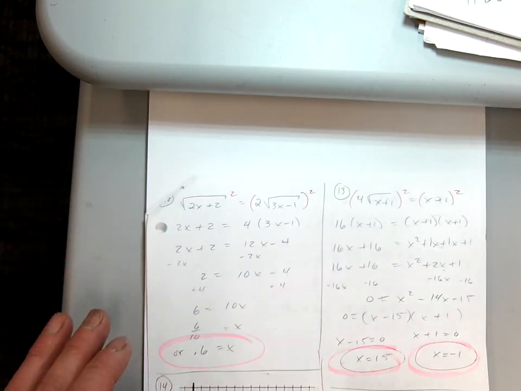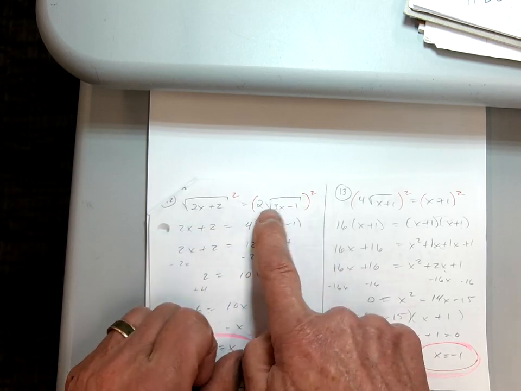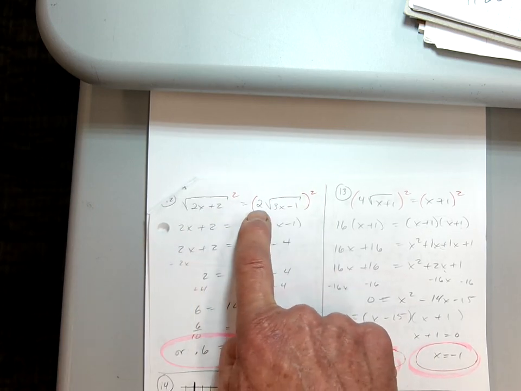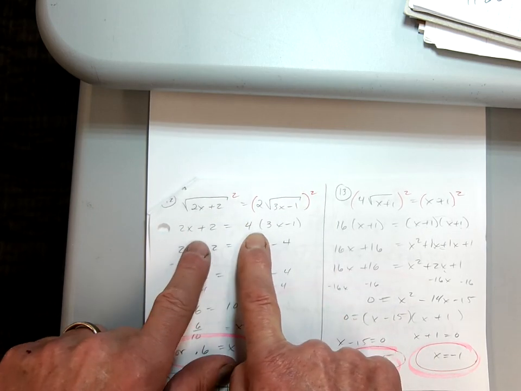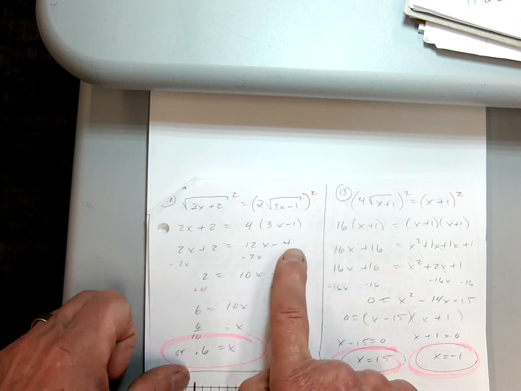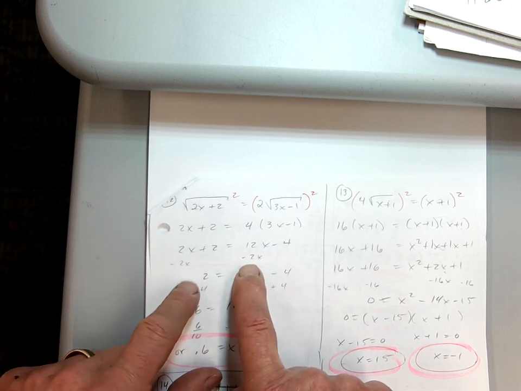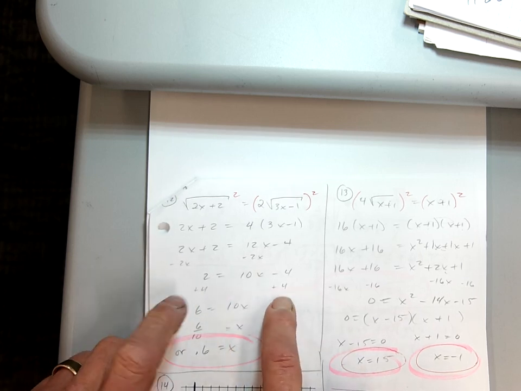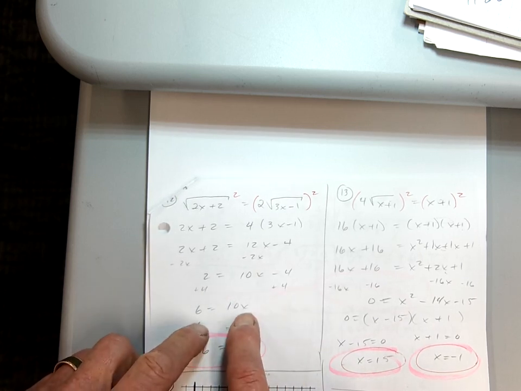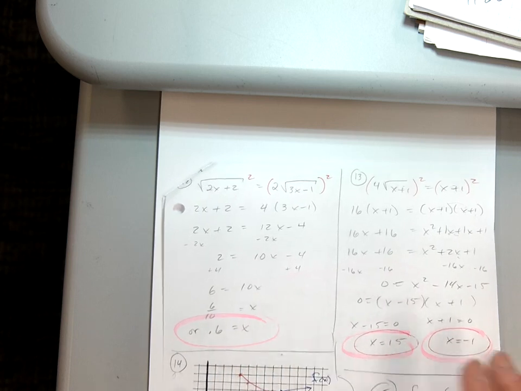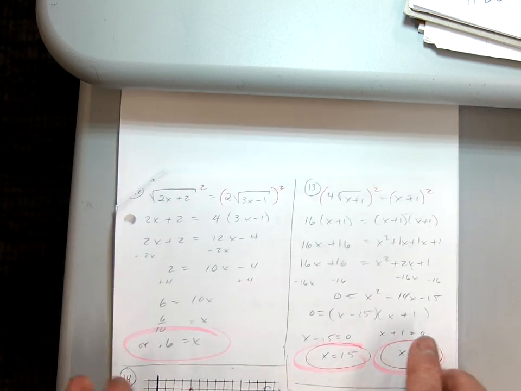Okay, number 12, I just squared both sides, but I'm careful of the 2. I square both sides, but don't forget to square the 2. I get a 4. Then I distribute 12x minus 4. I'm going to solve something. Minus 12x, no, minus 2x minus 2x gives me 10. Plus 4 gives me a 6. Divide by 10, and I get 6/10 or 0.6.